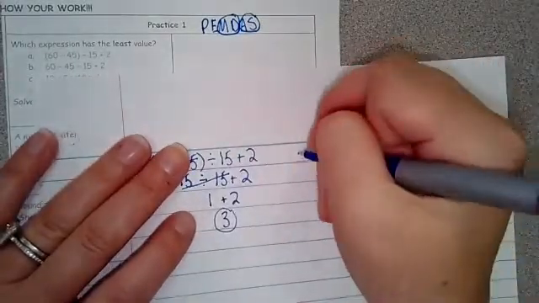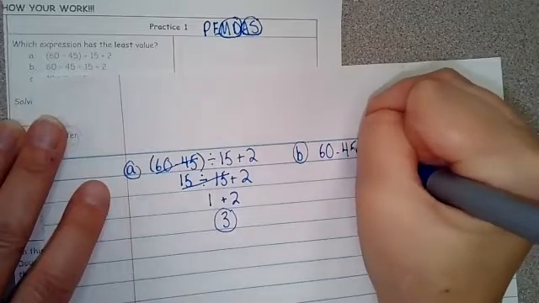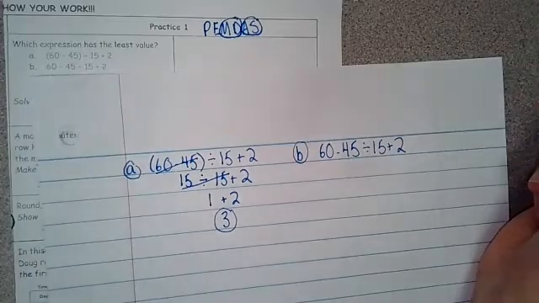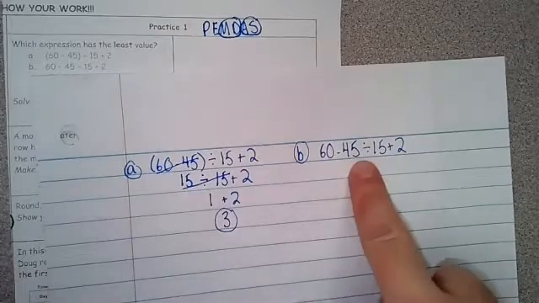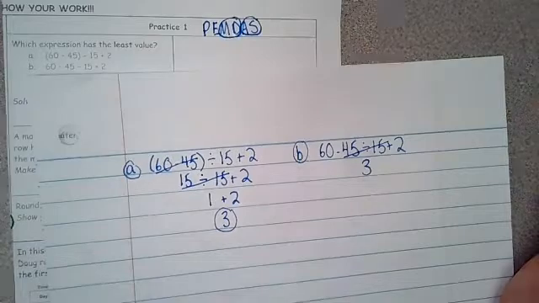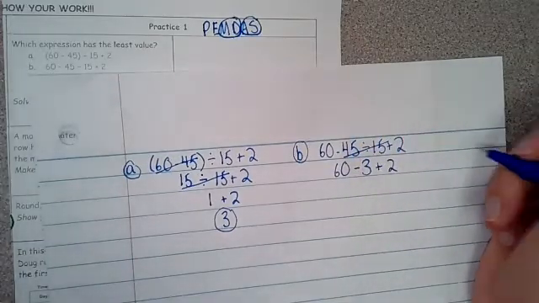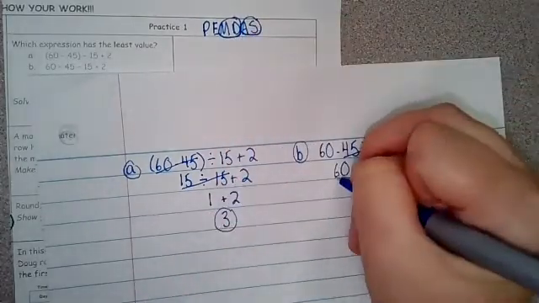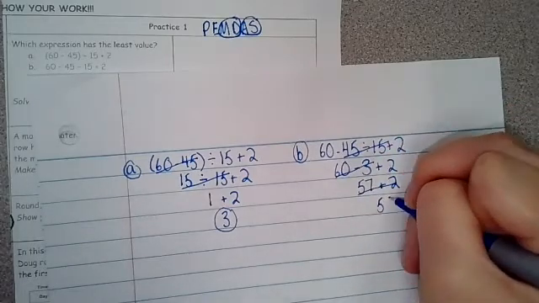All right, here we go. Let's go to B. B is 60 minus 45 divided by 15 plus 2. There are no parentheses this time, so I'm going to do multiplication and division next. The division will come first. So do 45 divided by 15, and that is 3. Then fill in the rest of the problem: 60 minus 3 plus 2. Now there is no more multiplication and division, so I'm going to do addition and subtraction, whichever one comes first, going left to right. So 60 minus 3 is 57, plus 2 is 59.